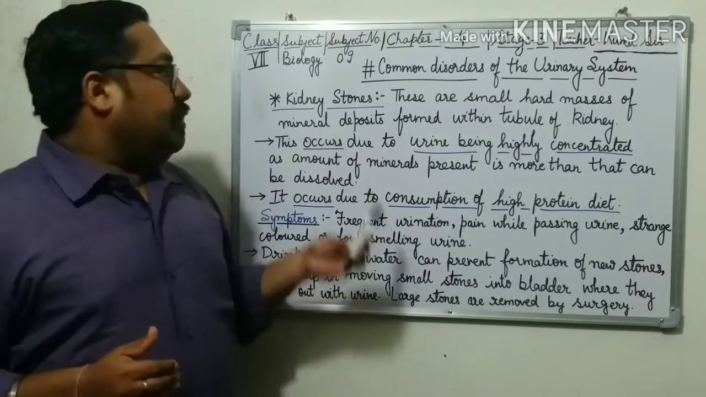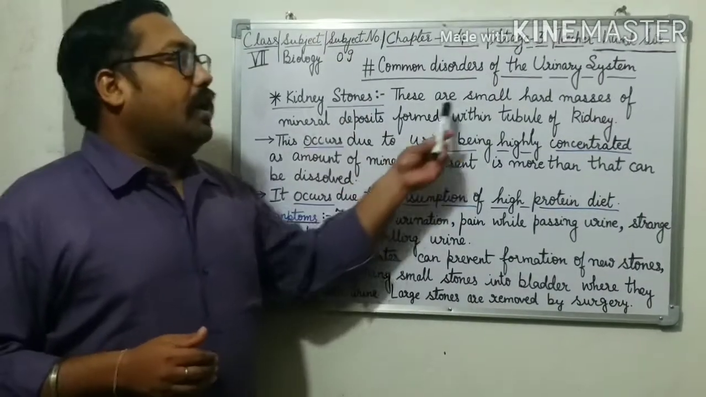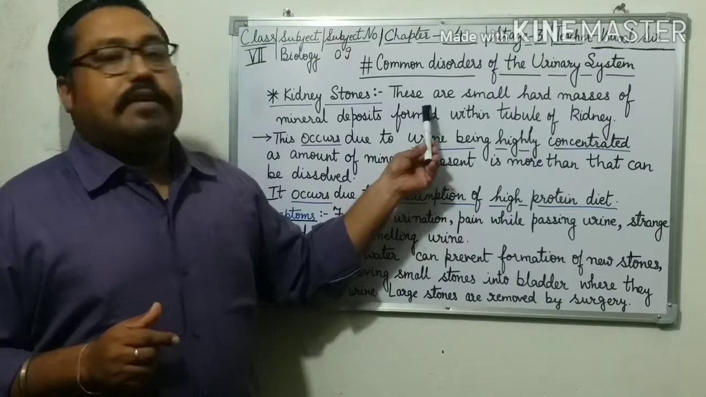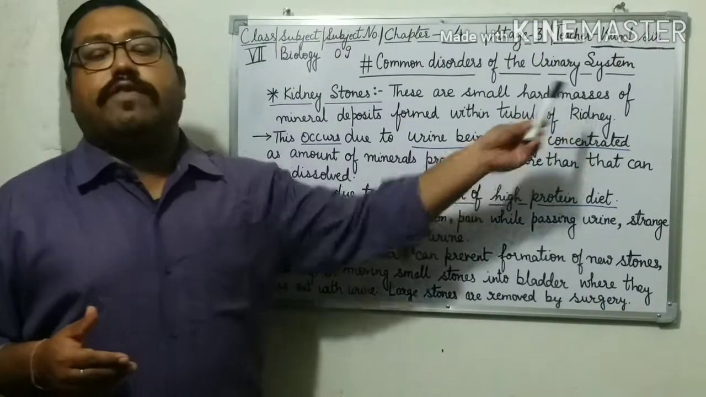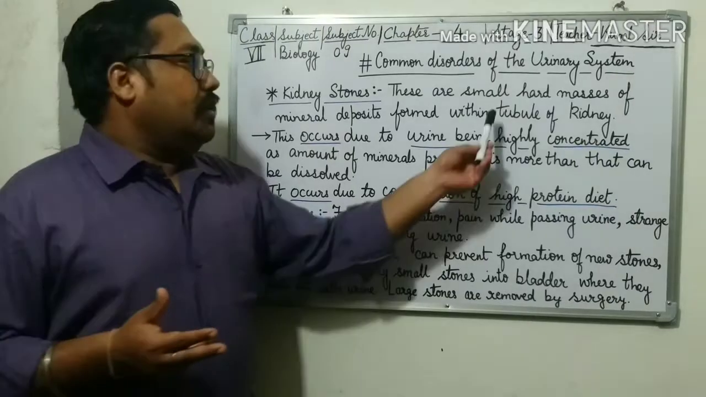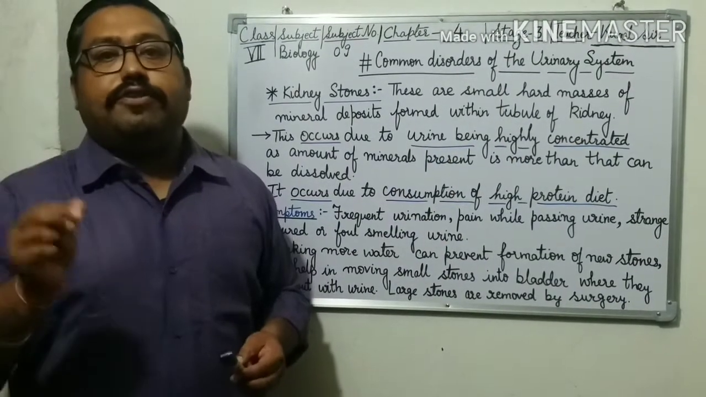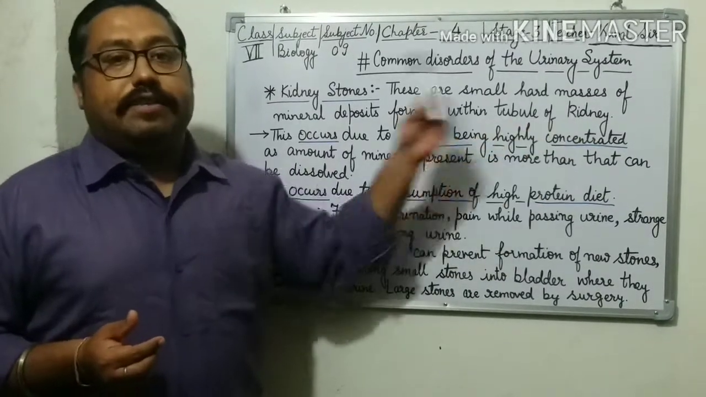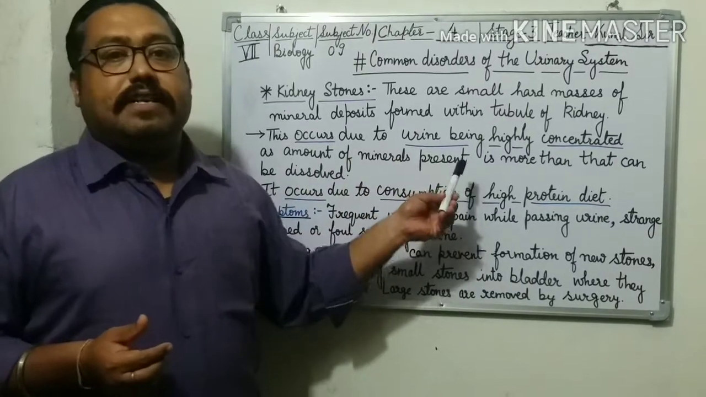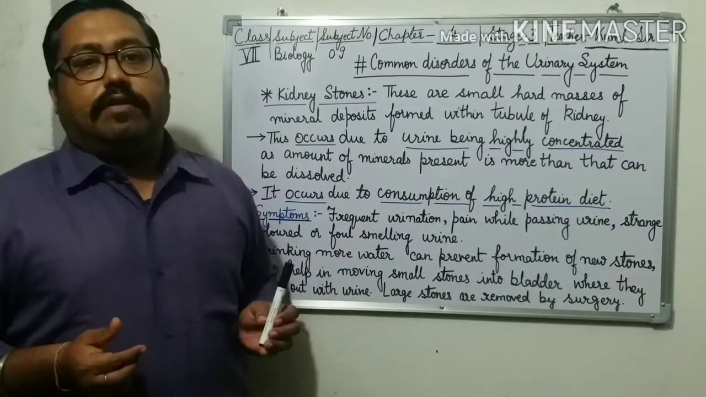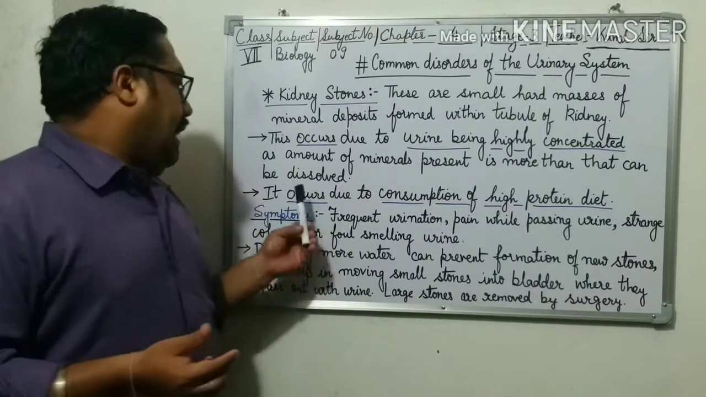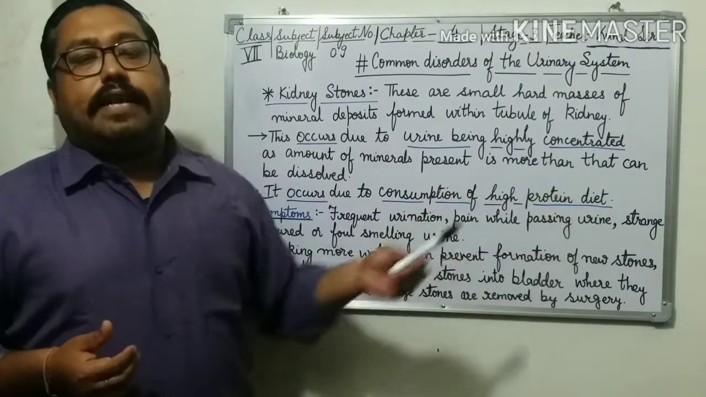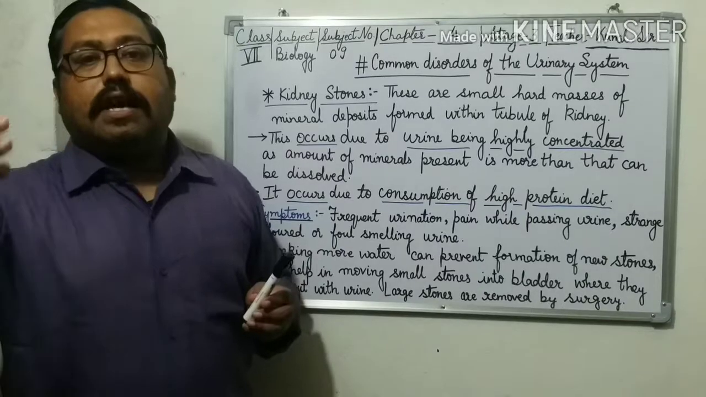Again, I am repeating. What about kidney stones? Kidney stones are small hard masses or pieces of mineral deposits formed within the tubules of kidney, the minute or renal tubes of kidney. Kidney stones occur due to urine becoming highly concentrated, as the amount of mineral present is more than can be dissolved in the urine. And why does this occur? If you consume a high protein diet, then the chances of kidney stones are higher.